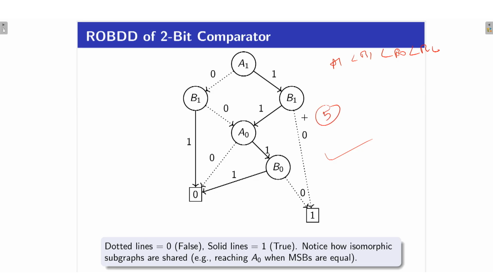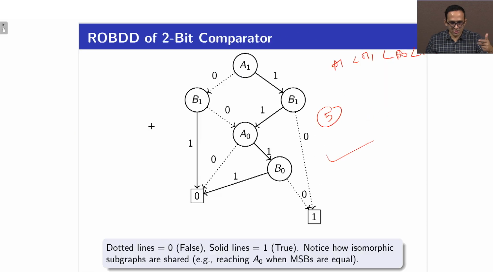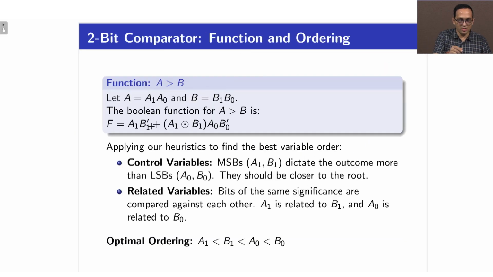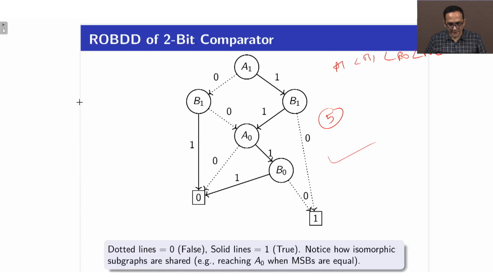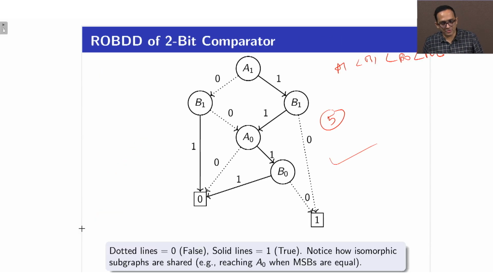Now, if I consider a different order, say A1, A0, then B1 and B0, this is the BDD I will obtain. I highly suggest you construct this using the direct construction, using the same function I talked about earlier. You will end up getting this. Now, look closely, how many nodes are there? 1, 2, 3, 7 nodes. So, you basically have kind of exponential nodes. Here you have only 5 nodes.